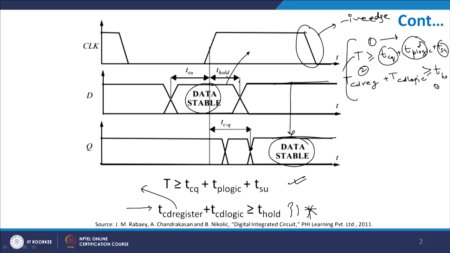So, I wanted to stress this point as far as stability is concerned, or for that matter the clock is concerned. The idea here is that you always need to have stable data beyond a particular limit, and that sets the limit of the frequency. So, the frequency of operational output is basically 1 by T, and that sets the operational limit of the design. I hope you have understood the basic concept of TCQ, TCD register, TCD logic. We have also understood the meaning of T setup and T hold, and how they are related to the maximum frequency of operation of a sequential logic.